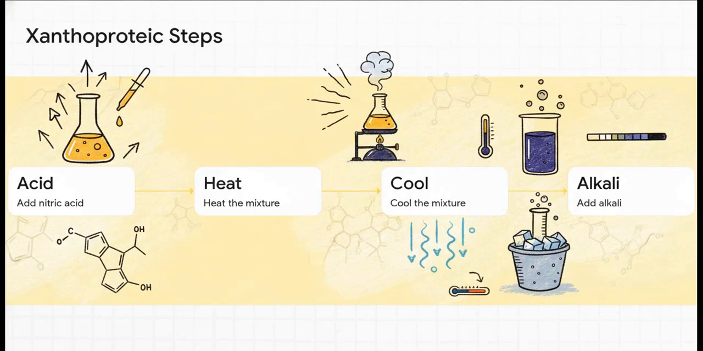Because we're targeting something so specific, this protocol takes a bit of precise choreography. First, we add nitric acid to the sample. Second, we heat it up. Third, and this is key, we have to let it cool down completely. It's a really strict timeline of temperature control. Finally, step 4, only after it's totally cooled do we add an alkali to the solution to finish the interrogation.